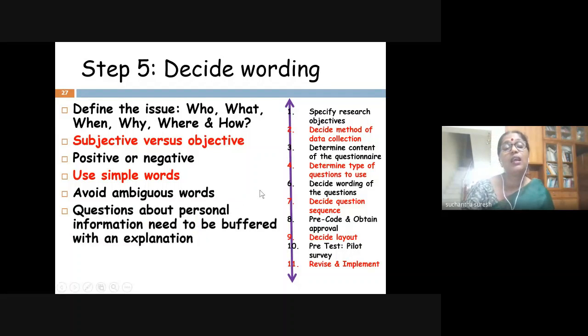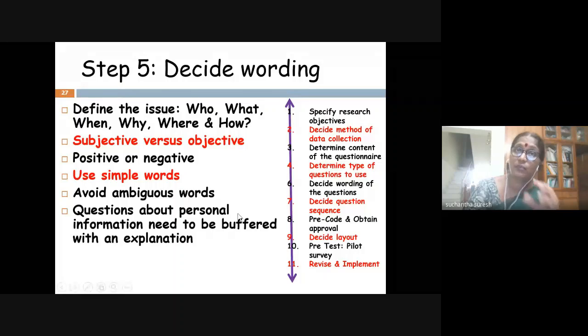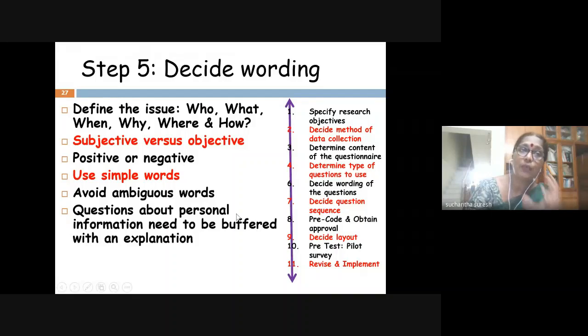All right. Questions about personal information need to be buffered with an explanation, because personal type of questions we shouldn't be asking. It can be buffered by giving some reasons in the study, if at all it's required to give. Okay. So that is the fifth step. Decide the wording, proper wording, so that people can understand that, and write the options for that, so that people can tick the options.